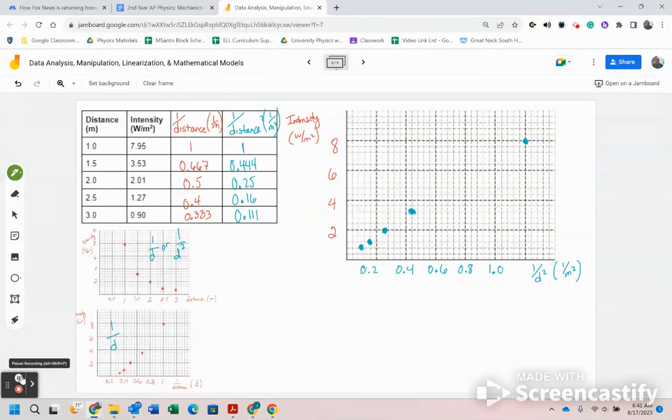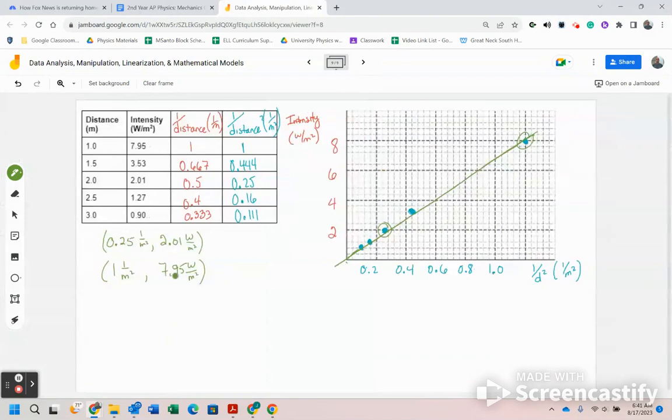So now that we've plotted our data, we can see that the intensity is related to 1 over the distance squared. It's an inverse squared relationship because we get a straight line. So now, by it passing the test, we have a straight line. We can write an equation for the intensity as a function of 1 over the distance squared. The way we do that is draw a best fit line and take 2 points to find the slope. Sliding over to the next page, I drew a best fit line in green. You can see the 2 points chosen.